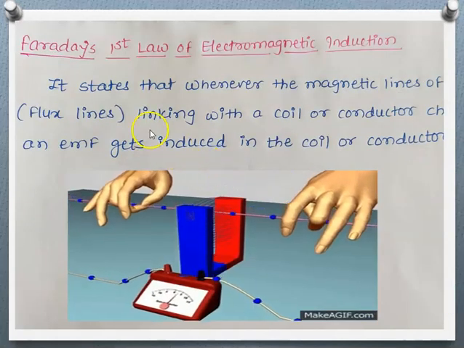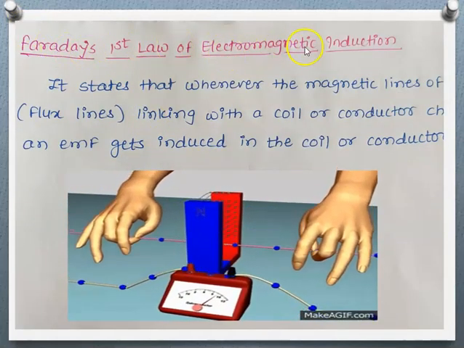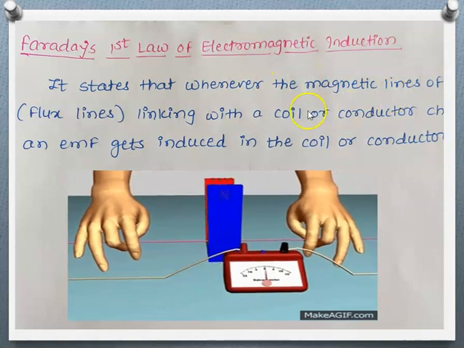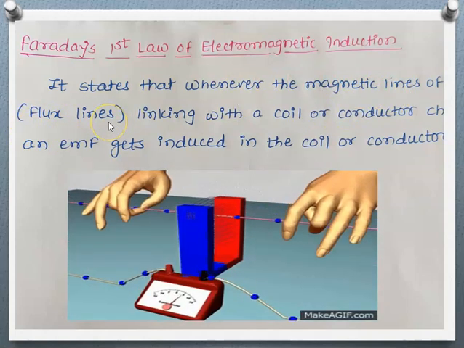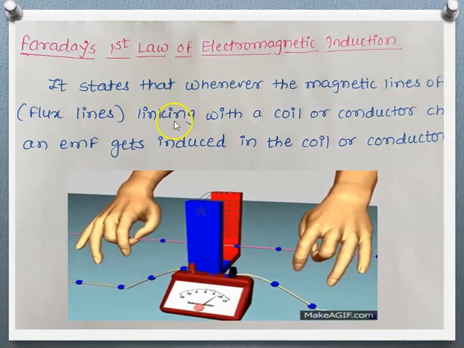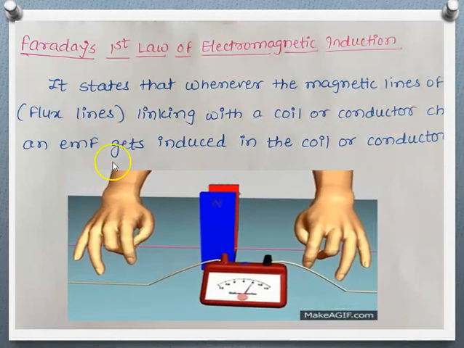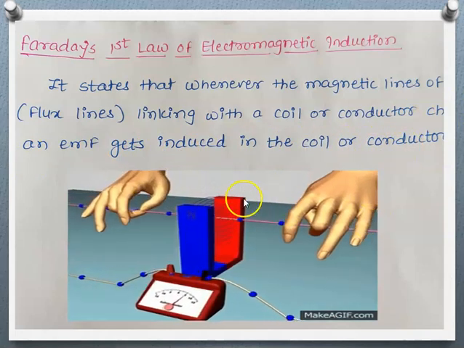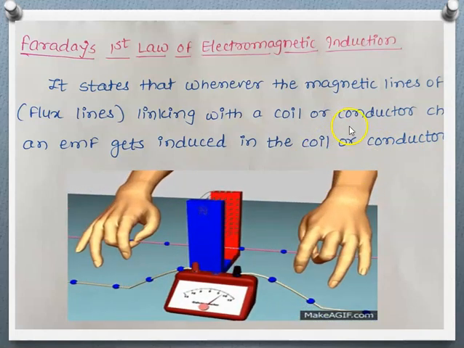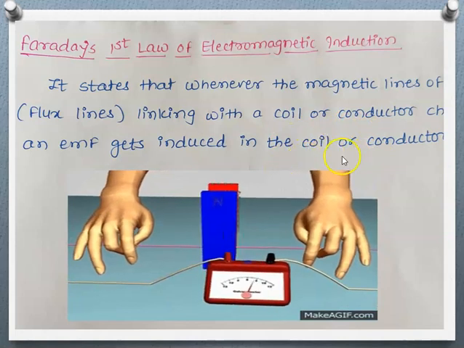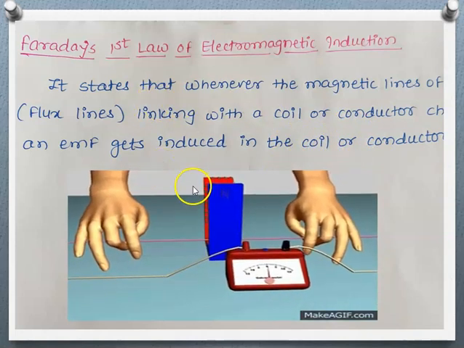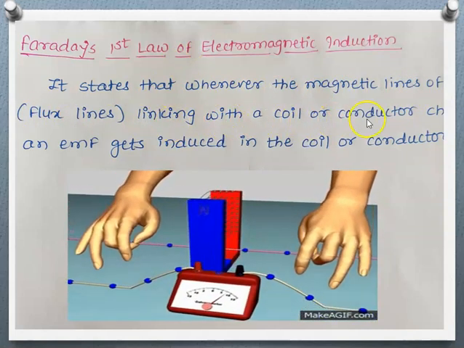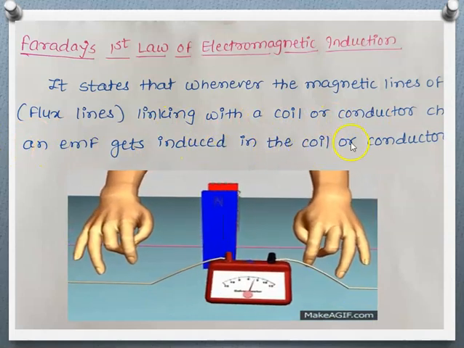Faraday's first law of electromagnetic induction states that whenever the magnetic lines of force, which are also called flux lines, which we have already discussed in the previous sessions, linking with the coil or conductor change, an EMF gets induced in the coil or conductor. Here, the conductor is a straight wire or coil; maybe the conductor is wound in a number of turns, so that will be known as a coil.